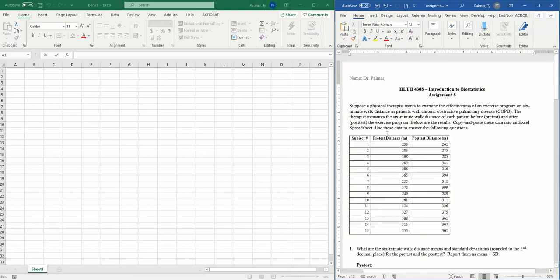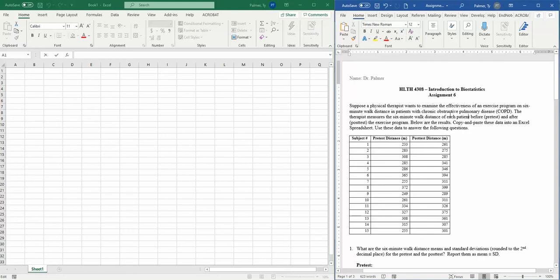Okay, let's look at this scenario. It says, suppose a physical therapist wants to examine the effectiveness of an exercise program on 6-minute walk distance in patients with chronic obstructive pulmonary disease. The therapist measures the 6-minute walk distance of each patient before and after the exercise program. Below are the results. Copy and paste these data into an Excel spreadsheet. Use these data to answer the following questions.